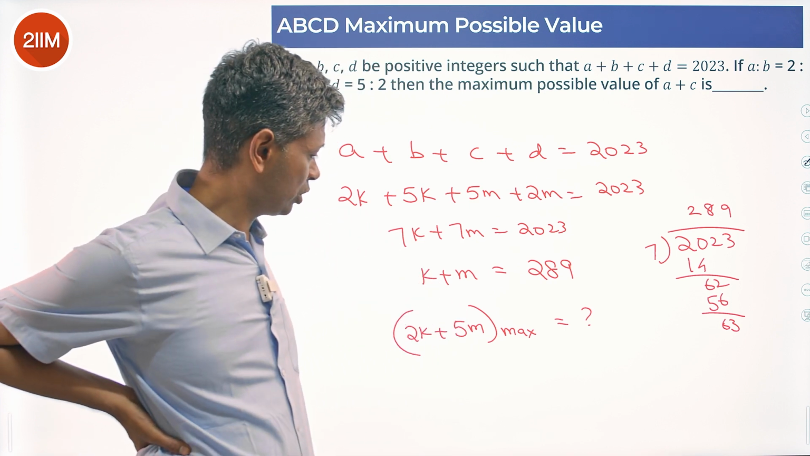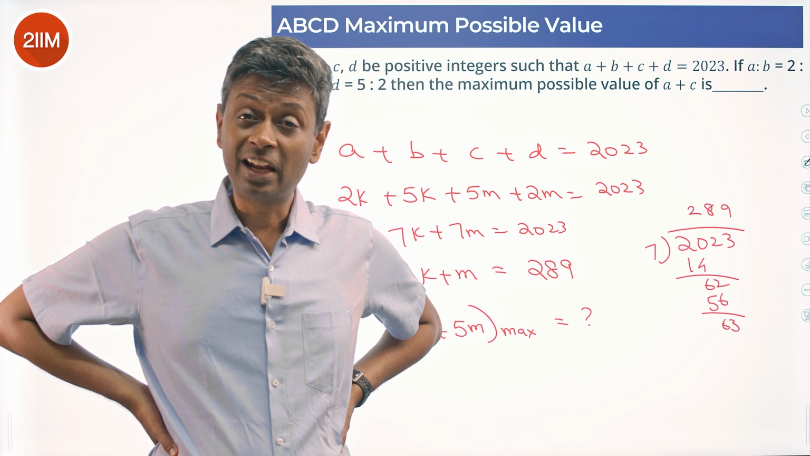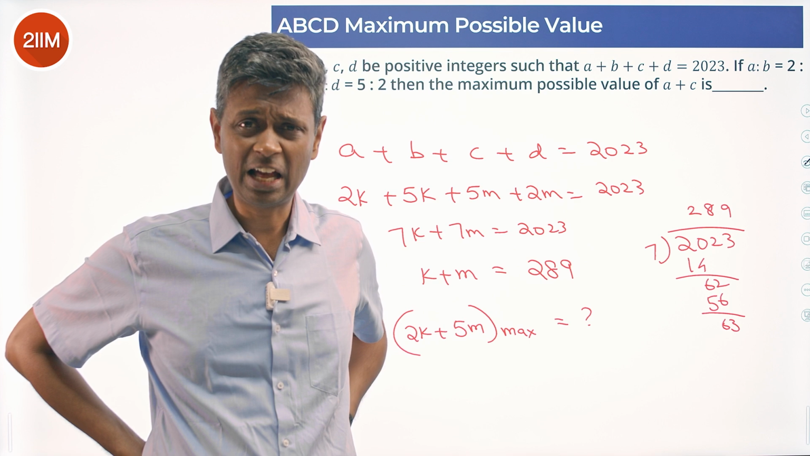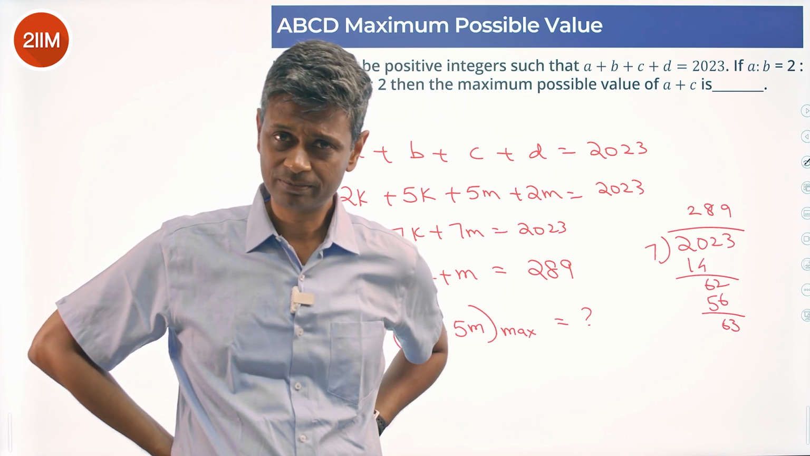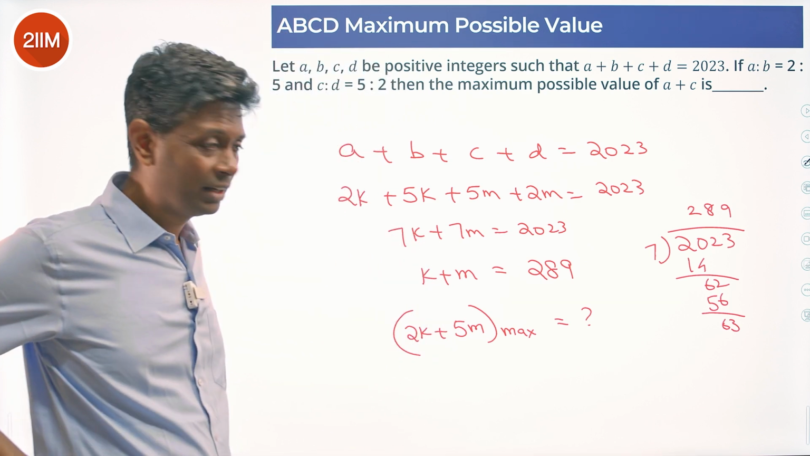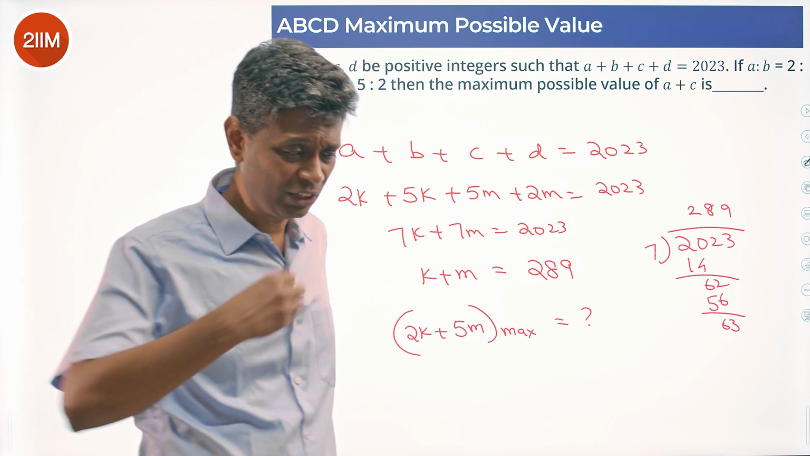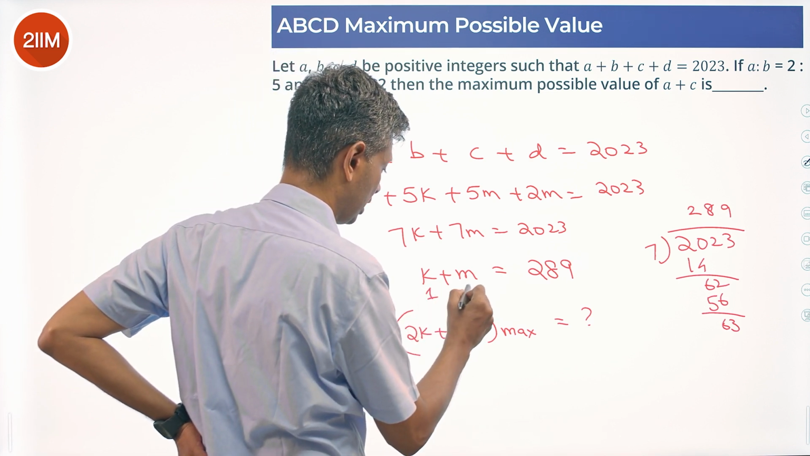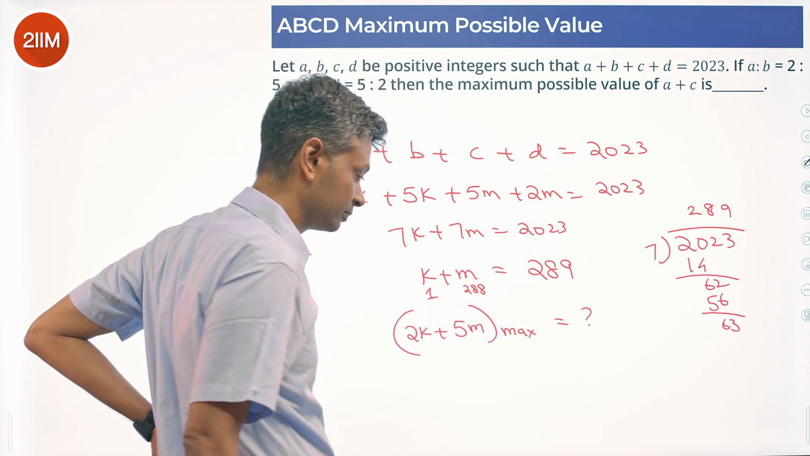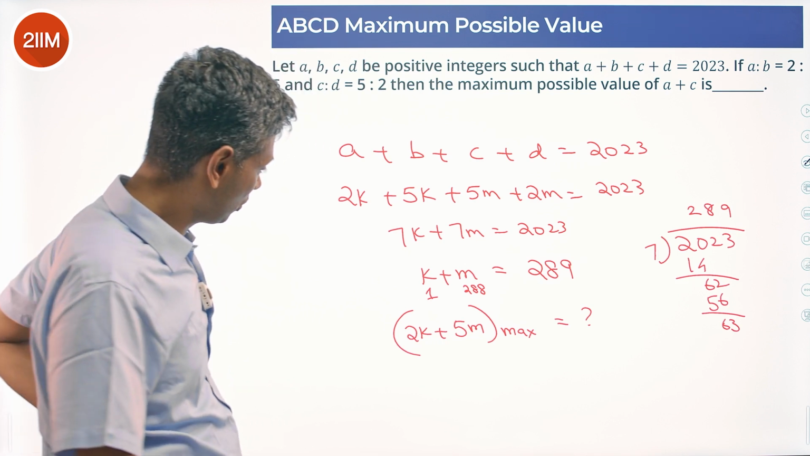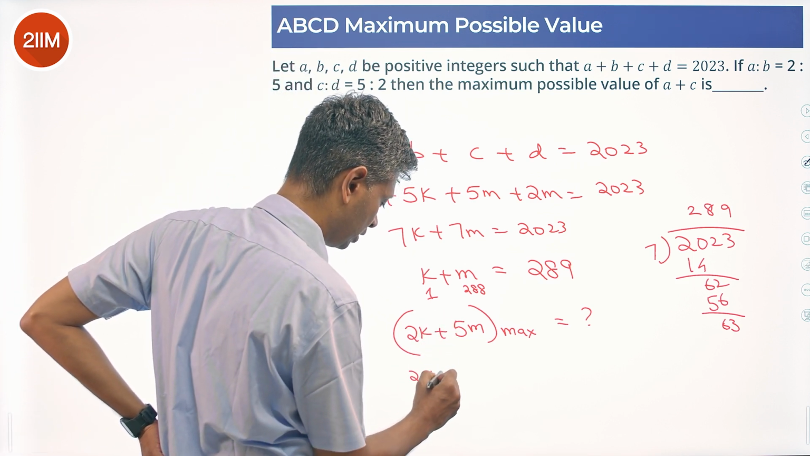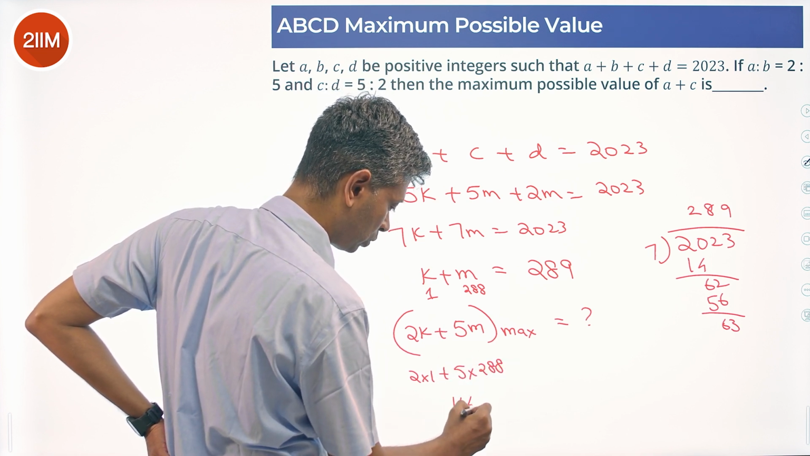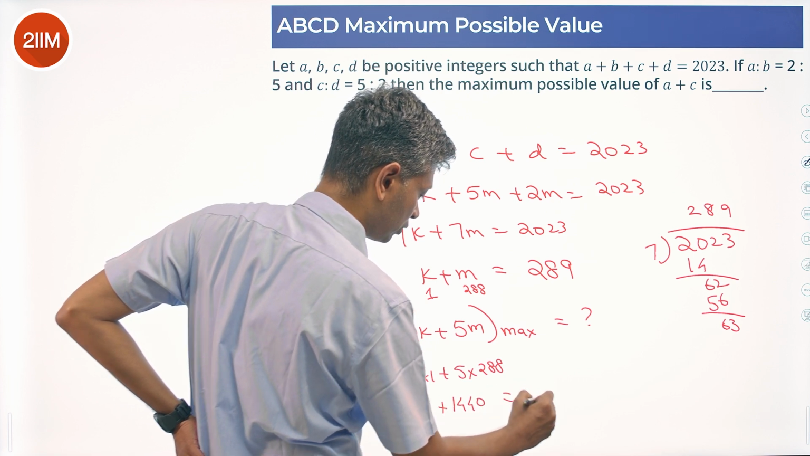If you pause and think about it, M has the larger coefficient, 5M. K is only 2K. It will be large and M is very large. And so when will that happen? M has to be as high as possible. Sacrifice K, double down on M. Best combination, put K as 1, M is 288. Okay, done. So the maximum possible value is 2 into 1 plus 5 into 288. 5 into 288 is 1440 plus 2, just 1442.